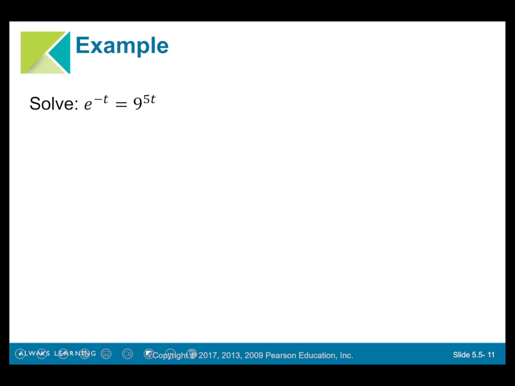Let's see another example. Here we have t in the exponents, but it's on both sides. So we'll go ahead and use our natural log here since we have an e and see what happens. So let's take the natural log of both sides: e to the minus t equals natural log of 9 to the 5t. Our e and our natural log cancel on this side, and we just have minus t. Now on the right-hand side, we're going to use our power rule and bring the 5t to the front. So it looks like that. That's what our power rule allows us to do.